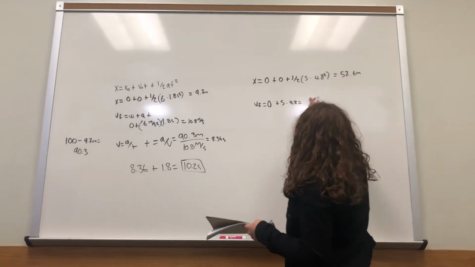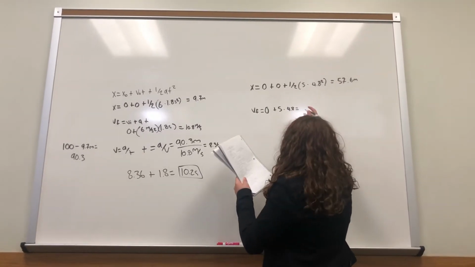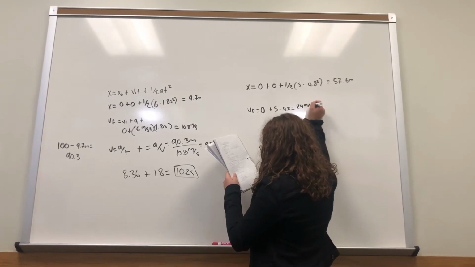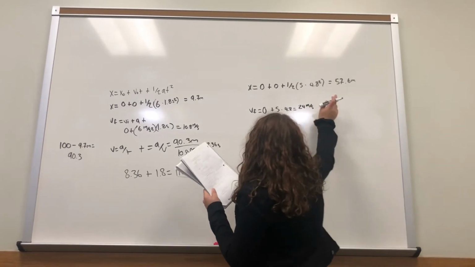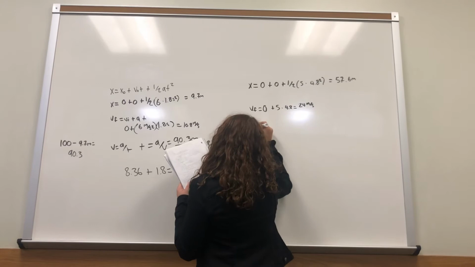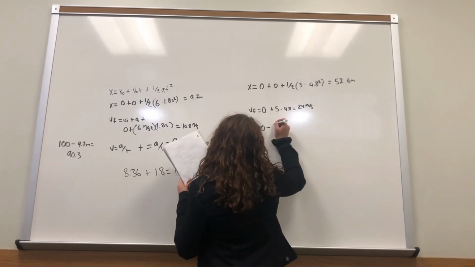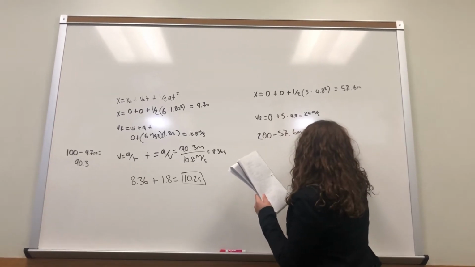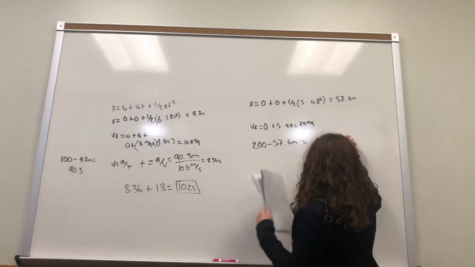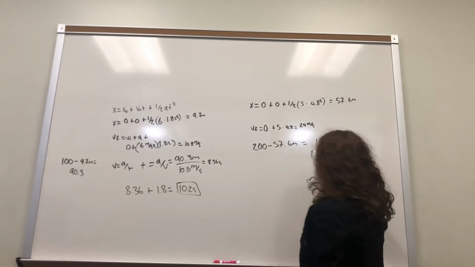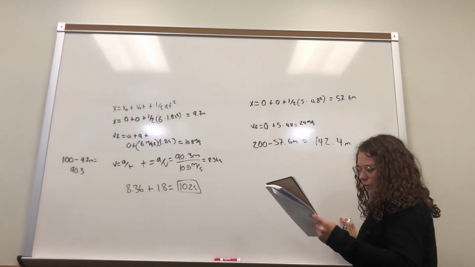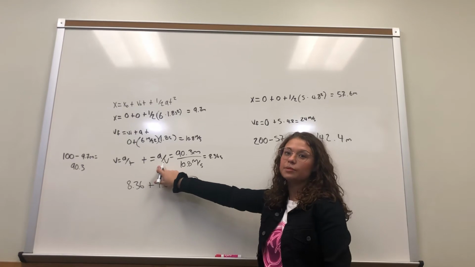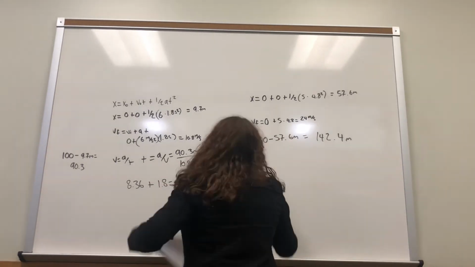Okay. So we multiply the 5 times 4.8, and we get 24 meters per second is the horse's velocity. And so the horse has to run 200 meters, and it already ran 57.6 meters while accelerating, so the remaining distance it needs to go is 142.4 meters. And now we are going to use this equation again, where time is displacement divided by velocity.